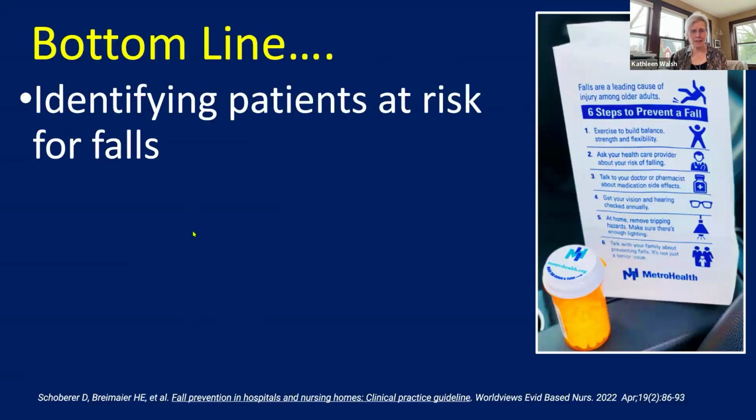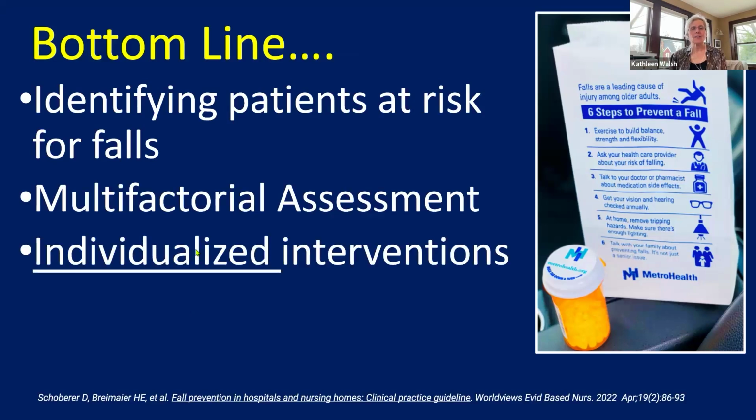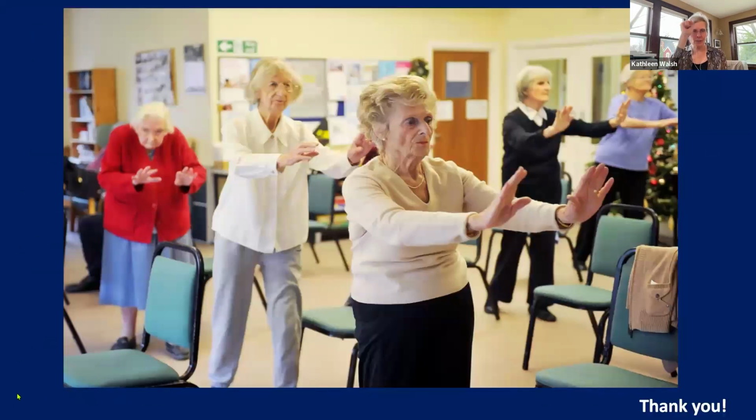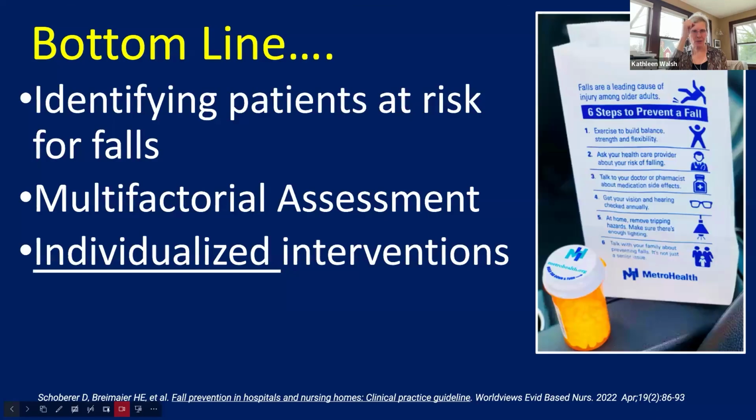Bottom line, this is the last slide, so we have time for questions. Identify patients at risk. If they're wearing that wristband, if we go back just one, yeah, please. If they're wearing that wristband, ask yourself why. Why are they a risk for falling? Do a multifactorial assessment. Remember all those things that we went through, and that doesn't take too long. For me, it takes maybe 20, 30 minutes to get through all of that. And we can do it in clinic. And then individualize your intervention.